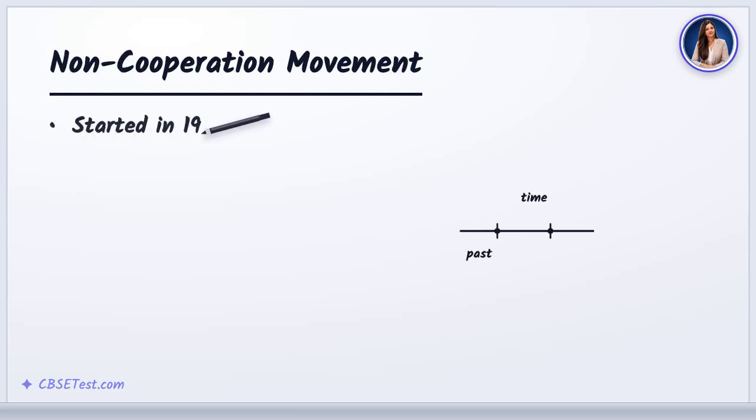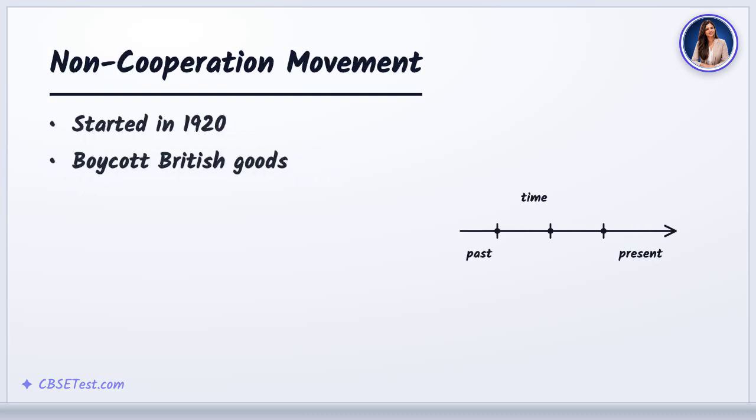In 1920, Gandhi launched the non-cooperation movement. Indians were asked to boycott British schools, courts, and foreign cloth, and to surrender titles. It was called off in 1922 after the violent Chauri Chaura incident.